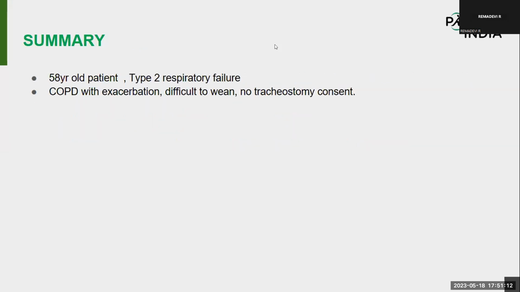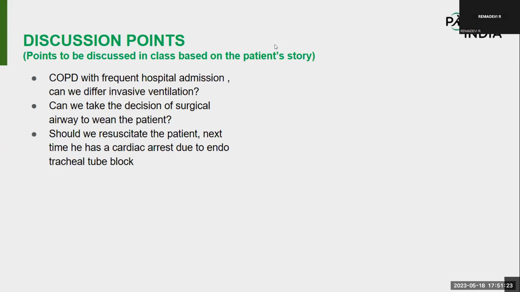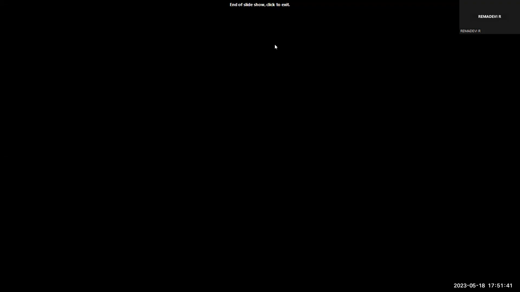Summary: 58-year-old male with type 2 respiratory failure, COPD with exacerbation, difficult to wean, no tracheostomy consent. Next slide, please. Discussion points: COPD with frequent hospital admission. Can we defer invasive ventilation? Can we take a decision of surgical airway to wean the patient? Should we resuscitate the patient next time he has a cardiac arrest due to endotracheal tube blockage? It's a very difficult situation for us. Thank you.